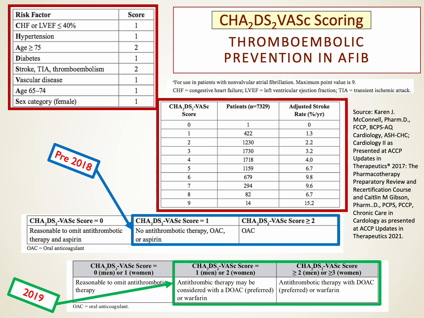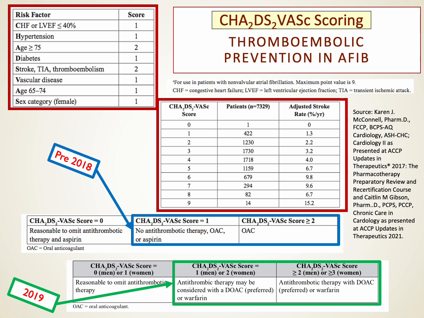Here's the CHA2DS2-VASc scoring tool again, listed in a more simplified table. And it gives you an adjusted rate per year of what the rates of stroke might be for people with certain scores. And as you look through these, you'll see that over the course of a year, patients with a score of 0 to 1 have a pretty low potential for a thromboembolic event. But as the scores get higher, 2% or higher per year, there's a more compelling reason, the higher you go, to anticoagulate that patient.